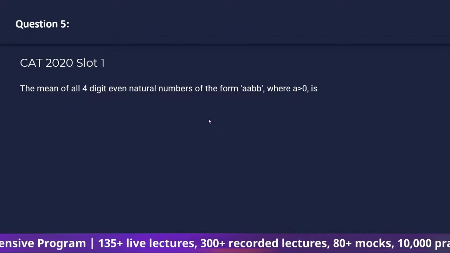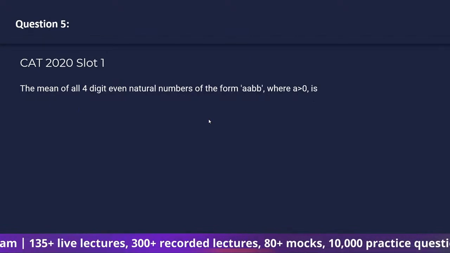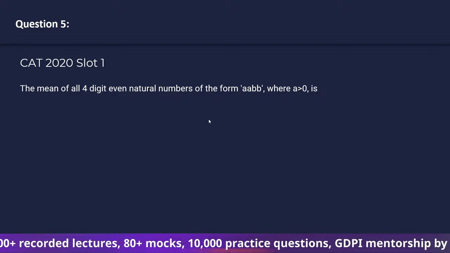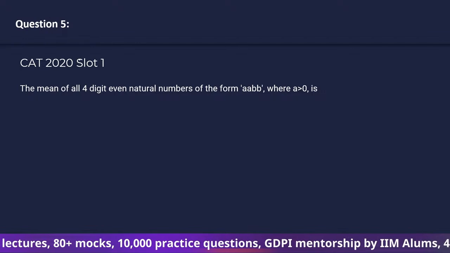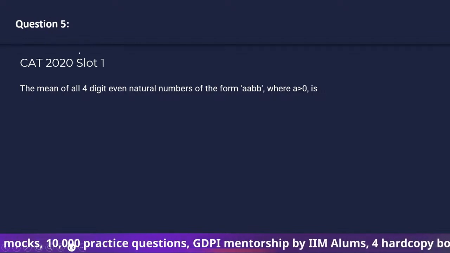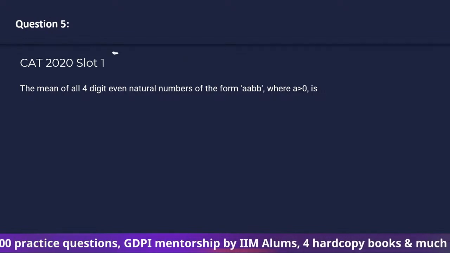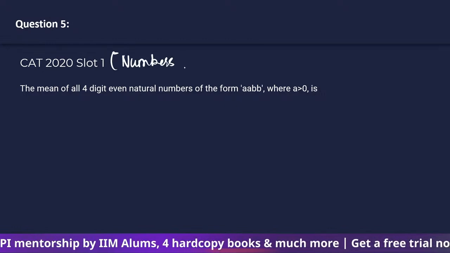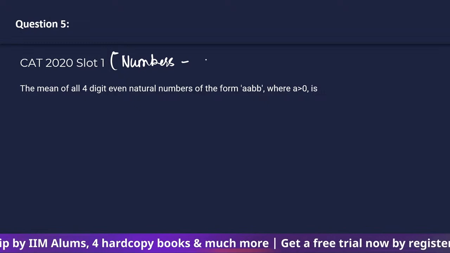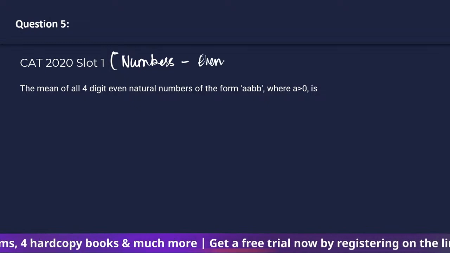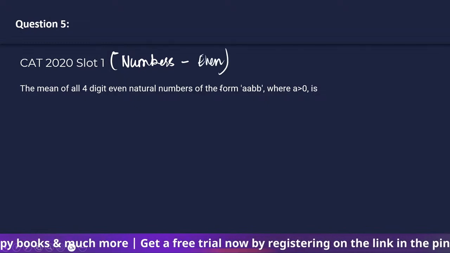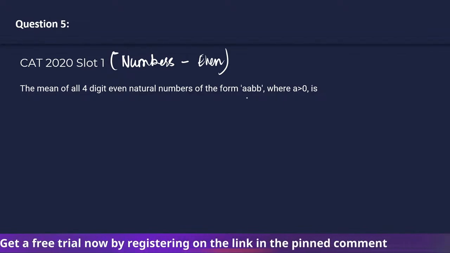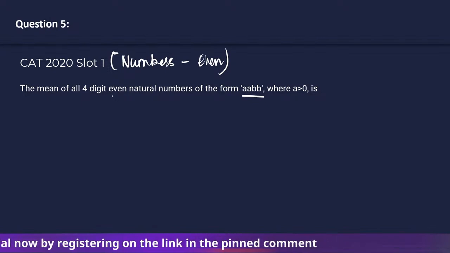Okay, next question is the mean, as in average, of all 4-digit even natural numbers of the form AABB where A is greater than 0 is. This is a question from CAT 2020 slot 1. So this was categorized as a numbers question. It's a numbers topic and it's talking about even numbers. Some people may also get confused and think of this as a PNC logic. Right? So which is the smallest even number?